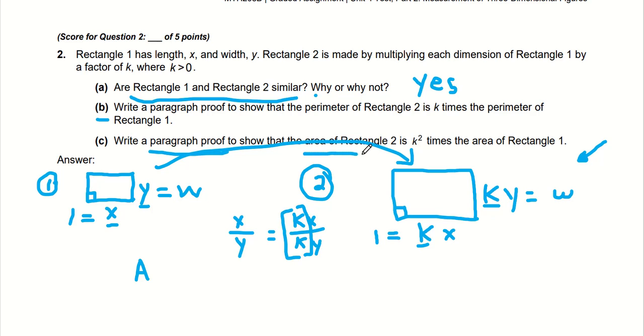So for C, we want to write a proof to show that the area of rectangle 2 is k squared times the area of rectangle 1. So we're going to use these two diagrams that we have. Area is length times width. So for part C, the smaller rectangle, the area is x times y.